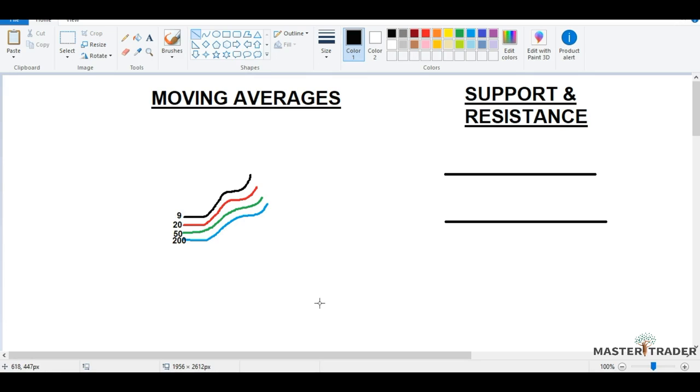So now that we've learned the patterns, the question comes where and how to use them, right? What was the point of learning the patterns if we don't know how to implement them and where to use them and how to use that to our trading advantage, right? So let's get into it.